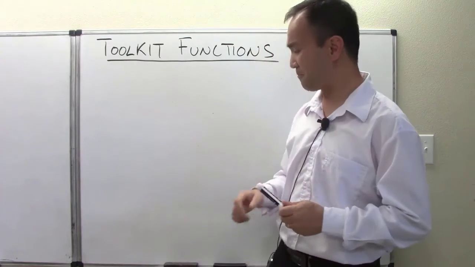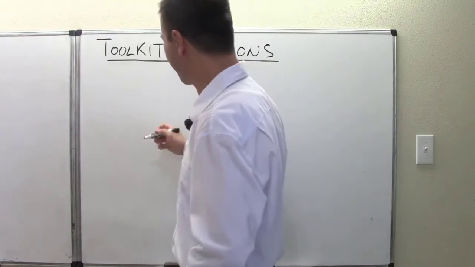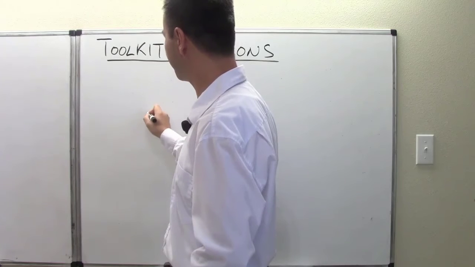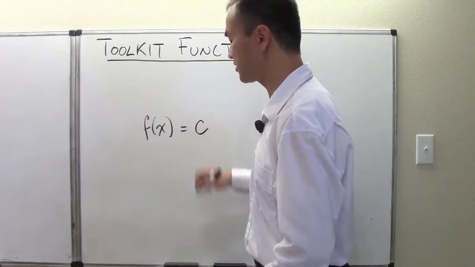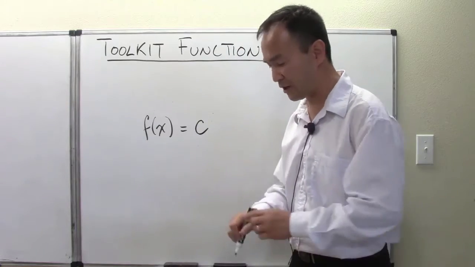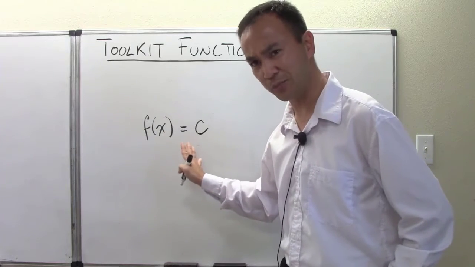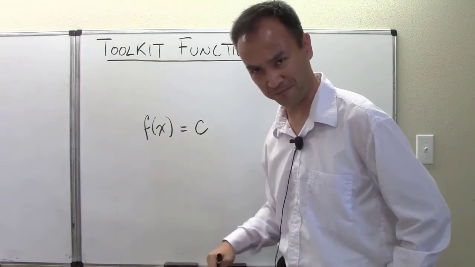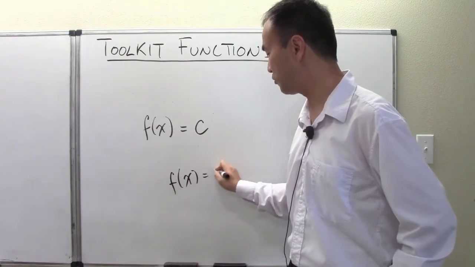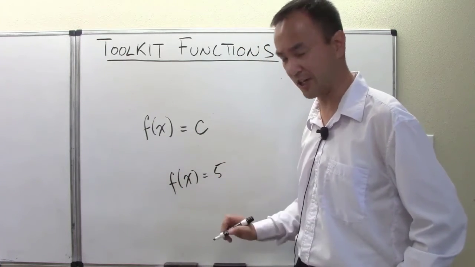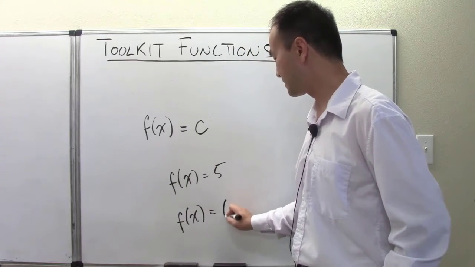Okay, so now the first toolkit function I'd like to introduce is f of x equals a constant c. So this is more like a family of functions. It could be f of x equals 5. That's one function on its own already. It could be f of x equals 6.